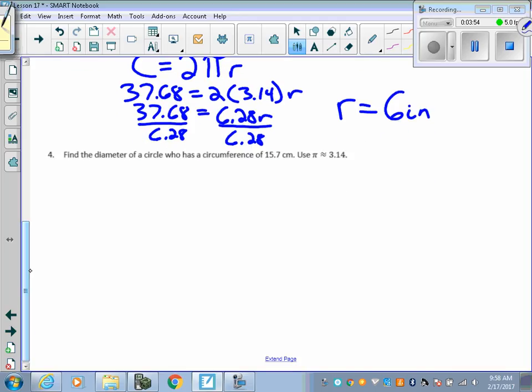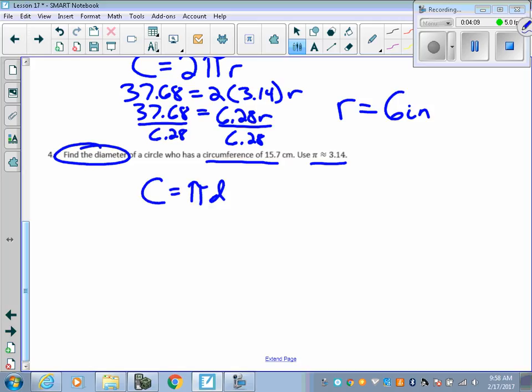Again, on number 4, same thing. We're going to find the diameter of a circle whose circumference is 15.7 centimeters, and pi is again 3.14 is what we're going to use. So in this case, we're going to use C equals pi d. Instead of using 2 pi r, we have to find the diameter, so we might as well use the formula with the diameter in it.